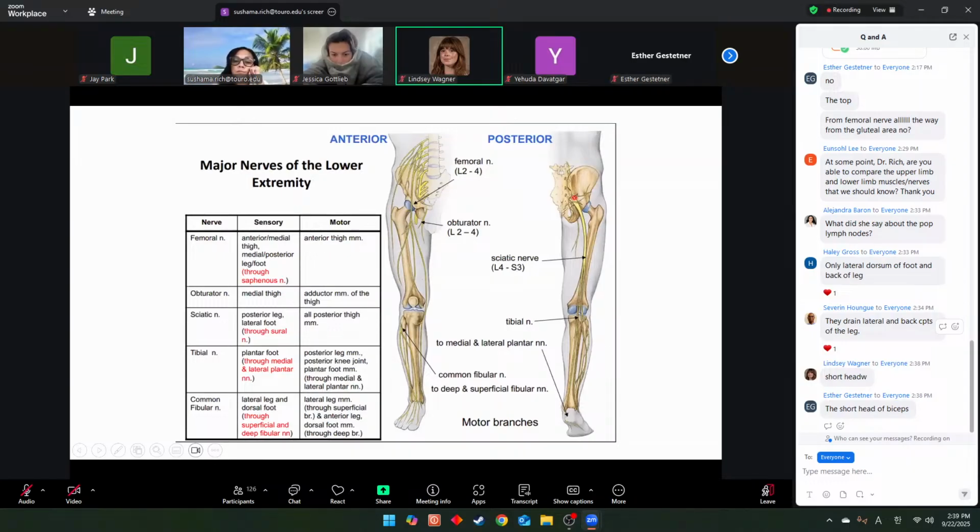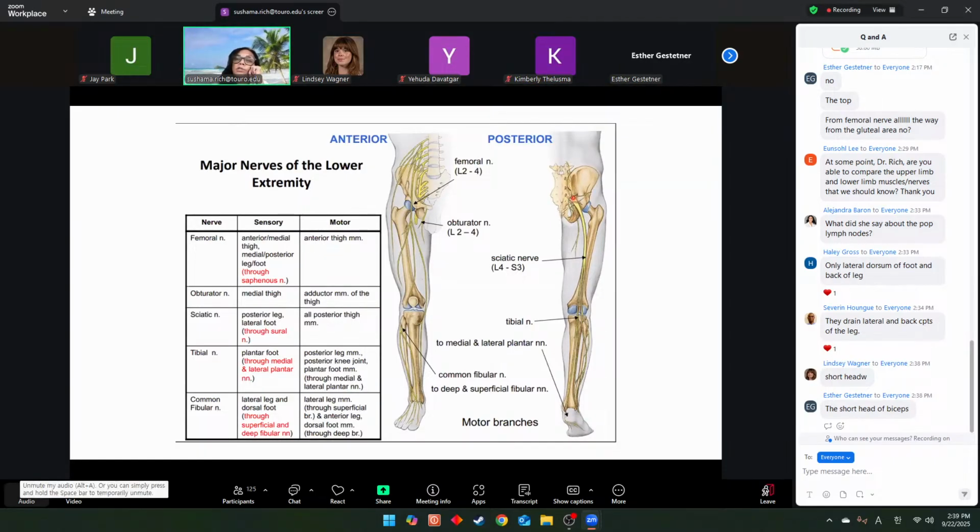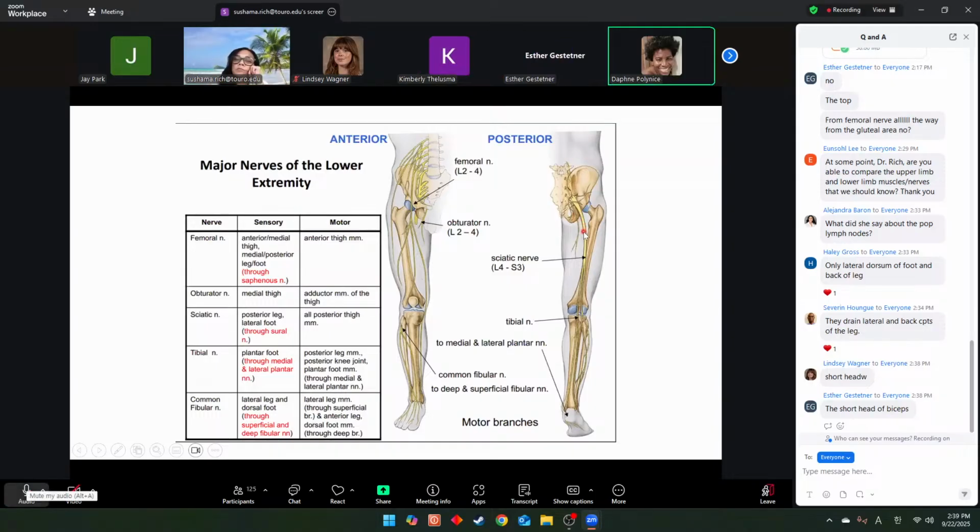Wait, can you repeat your question one more time? What is the course of the sciatic nerve in the gluteal region? So it's coming out of the greater sciatic foramen. How is it related to the piriformis muscle? It goes underneath the piriformis muscle. We call it inferior, right? We're going to call it inferior. It goes inferior to the piriformis.